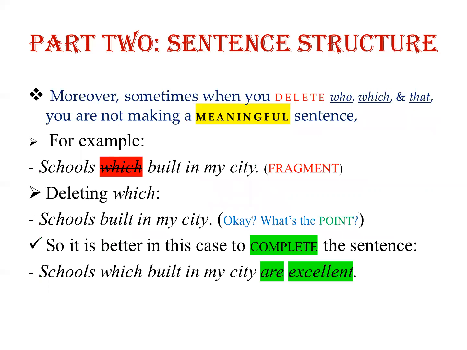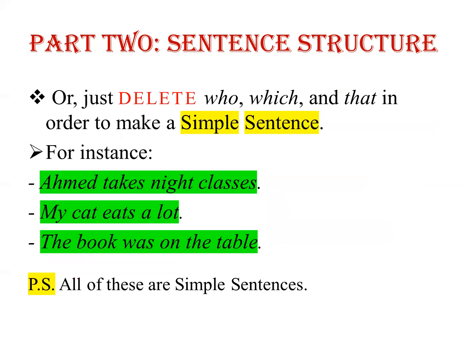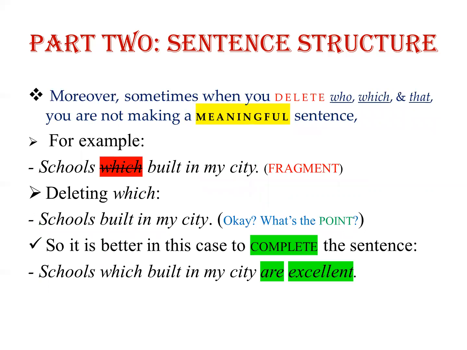Okay, but note here that sometimes, because we mentioned in the second solution that you can delete who, which, and that and create a simple sentence, you have to note that this solution doesn't always work. Sometimes when you delete who, which, and that, you are not making a meaningful sentence. For example, schools which built in my city. This is a fragment, right? Because we have a noun, schools, and we also have the dependent clause, which built in my city.